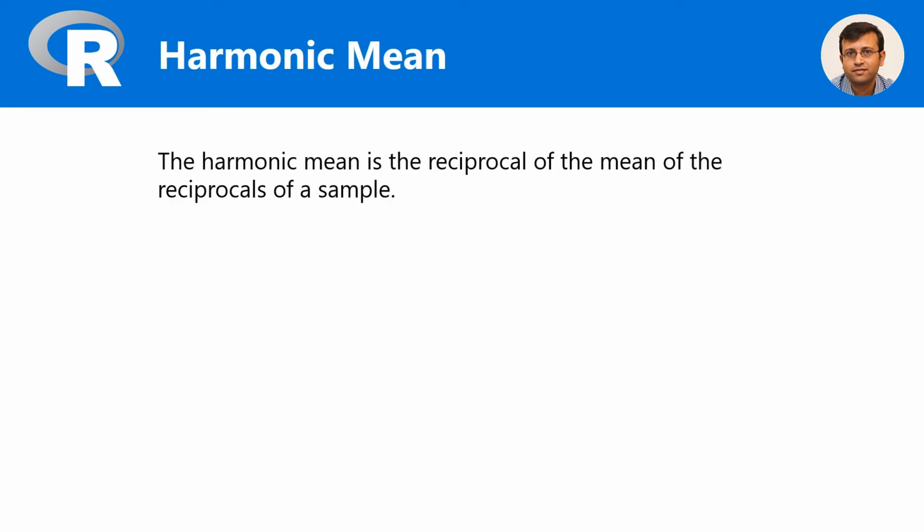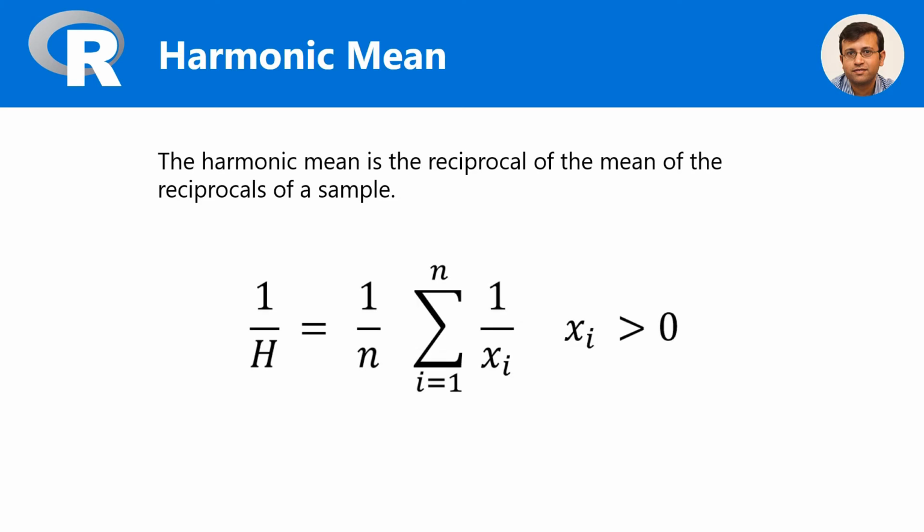The harmonic mean is the reciprocal of the mean of the reciprocals of a sample. Here is the mathematical formula to compute harmonic mean, where n is the sample size or number of elements in the sample, and this is the mathematical summation symbol. Here xi is the ith element of the sample, where i starts from 1 to n. The result of the mathematical summation when divided by n is again divided into 1 to get the harmonic mean.